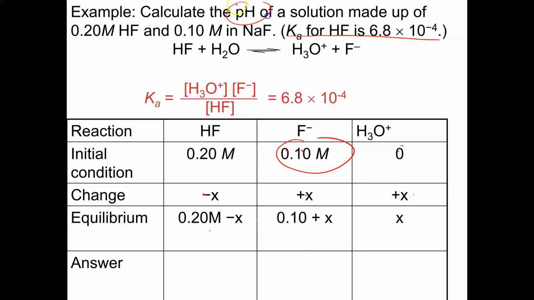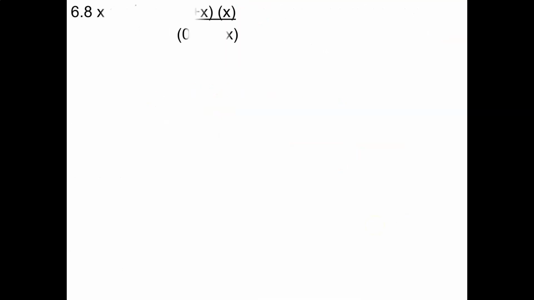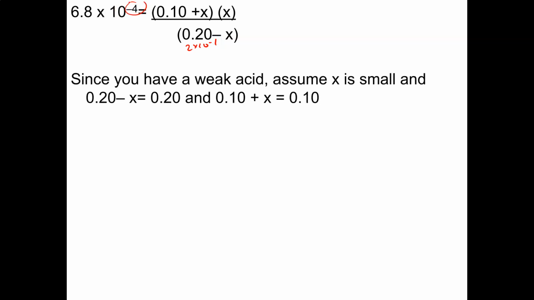So what is X equal to? Well, we're looking for pH. That's the whole point of this. So we're going to solve for X because we want hydronium. So right into the expression. Now, can I assume X is small? Well, this is 2 times 10 to the negative 1 versus negative 4. It's 3 or more apart. So we can assume X is small.